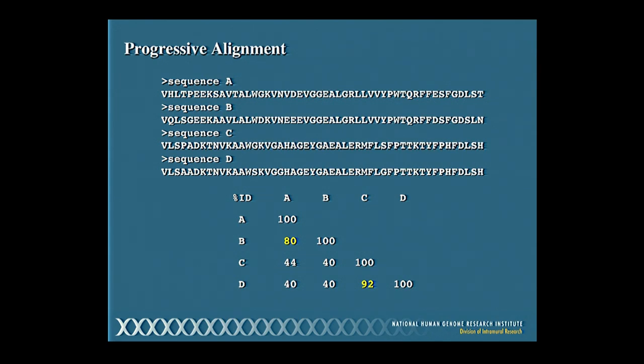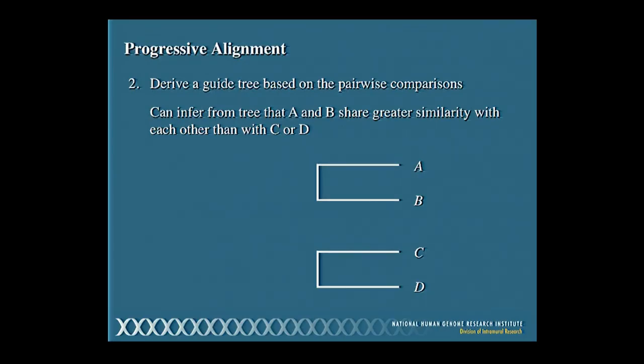So here are our four sequences again. And we're just going to put a little scoring matrix together to show us how identical each one of these is to every other one in the set. So four sequences, six alignments from the previous slide, 1, 2, 3, 4, 5, 6. So by looking off the diagonal, which are the exact matches, we see the two most related pairs are A with B, 80%, and C with D at 92%. So in the first step, we're going to just take A and align it with B. We're going to take C and align it with D.